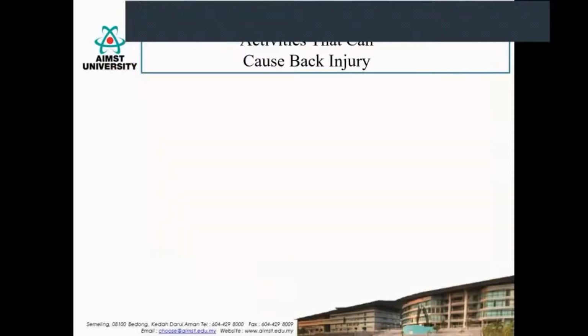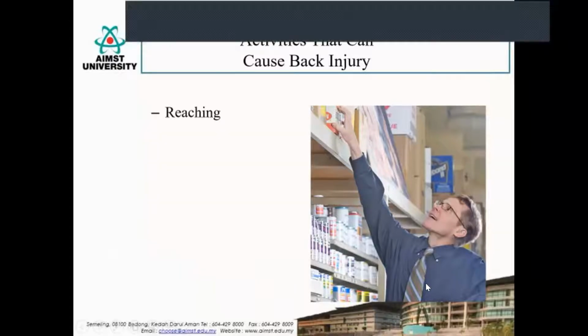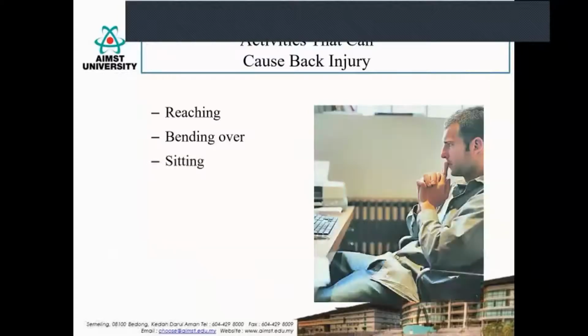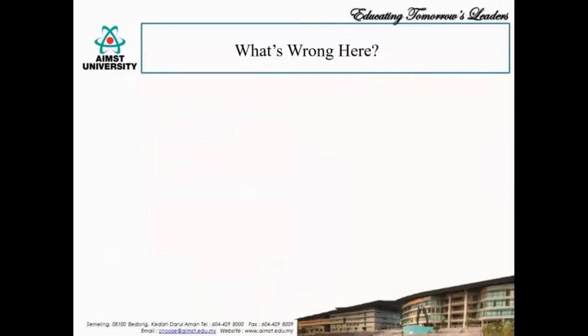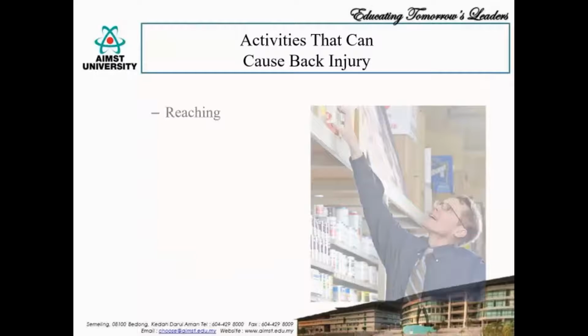Then what are some of the other activities? Sorry, the previous slide shows them with pictures. Okay, so this is reaching overhead. The posture is abnormal. Then bending down to tie your shoelace. Sitting in a slouch position for a long time. Poor lifting technique. Okay, so these are some of the other things. Other things like twisting, bending, you all know how it will be. Isn't it?